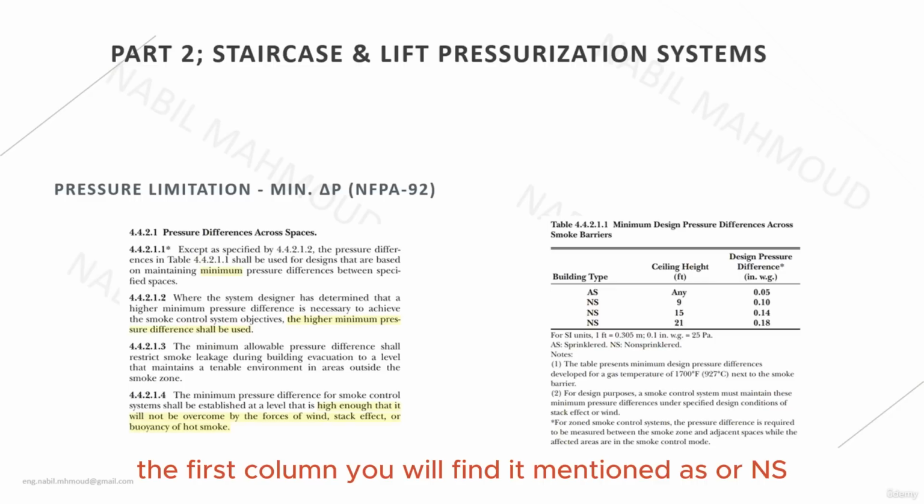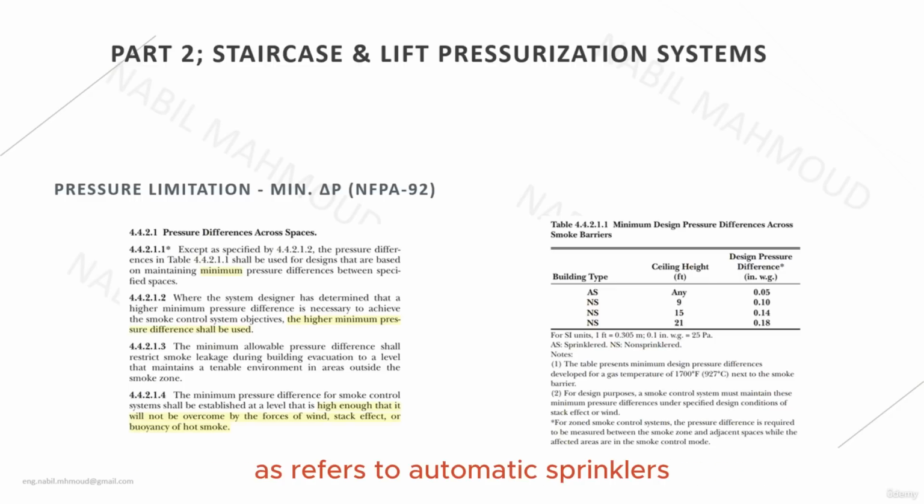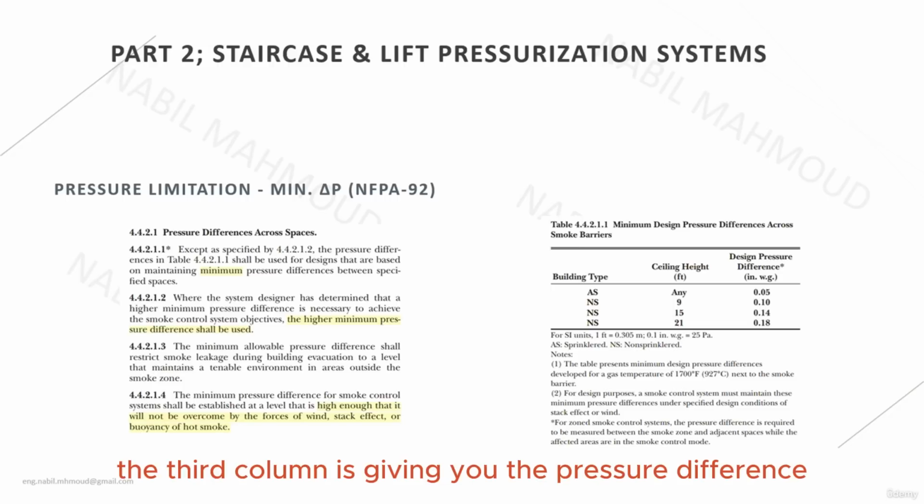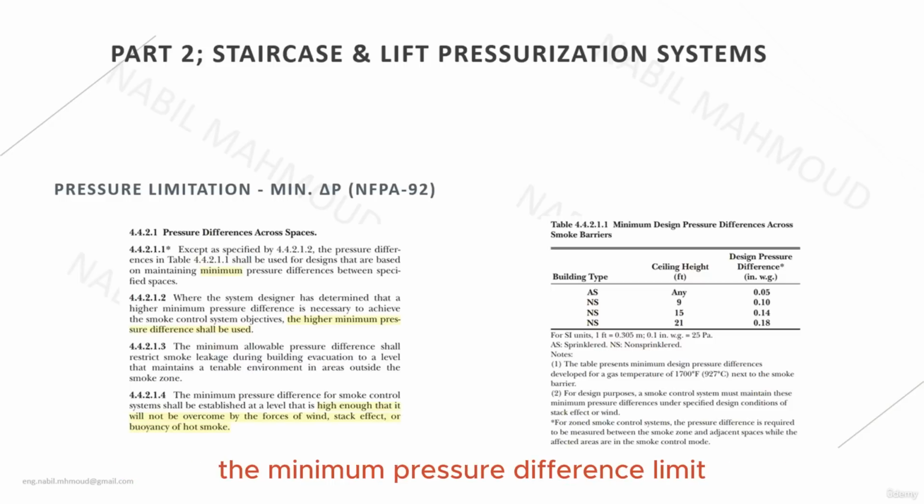In the first column, you will find it mentioned AS or NS. AS refers to automatic sprinklers, while NS refers to non-sprinklered. And the second column is the building height. The third column is giving you the minimum pressure difference limit that you should not go below. So if we refer to row number 1, which is building type AS and ceiling height of any, you can use the minimum design pressure difference of 0.05.